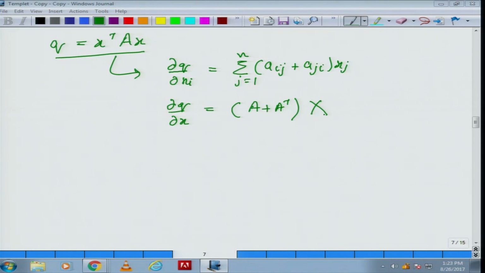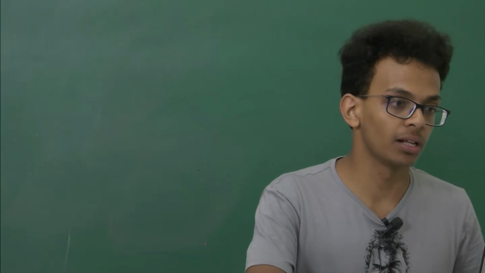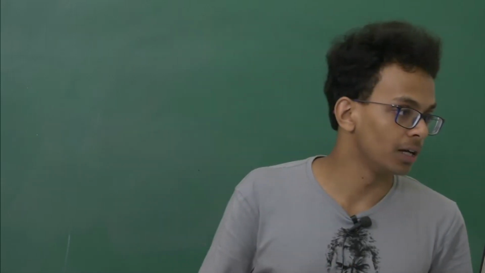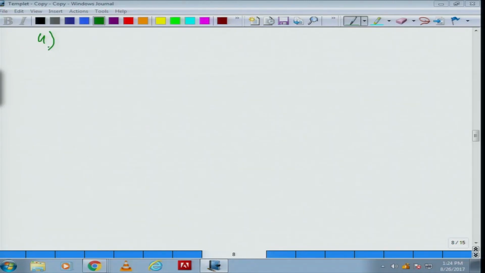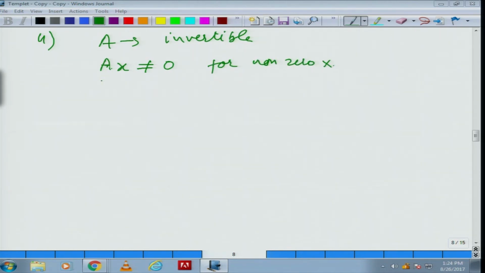Now coming on to the fourth question. This question is not a big question, but there are quite a few concepts in this question. So I'll just tell you the concepts involved here. It has been given that A is an invertible matrix. So we can conclude that A into X will not be equal to 0 for non-zero X. This is a statement which we will need further.